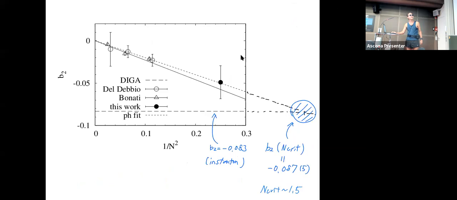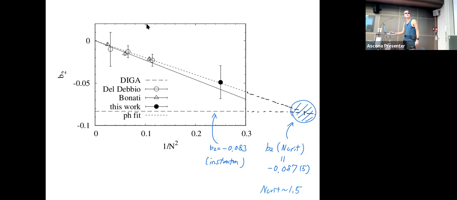Okay, so what about the other coefficient, b2? As far as this one is concerned, our result seems to be the only result. Again, it's fitted as a function of one over N squared. This black dot is N equals 2, and there are other points for N equals 3, 4, 5, et cetera. And then again, it seems to fit well with this linear one over N squared.